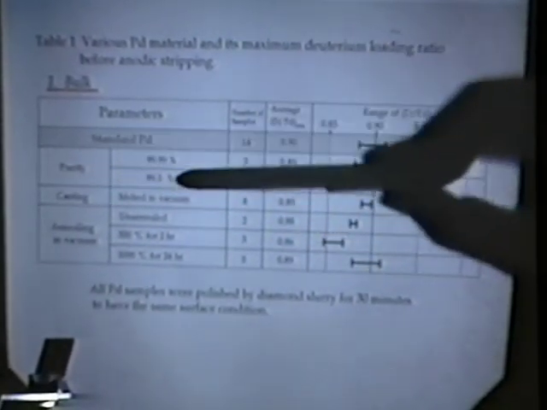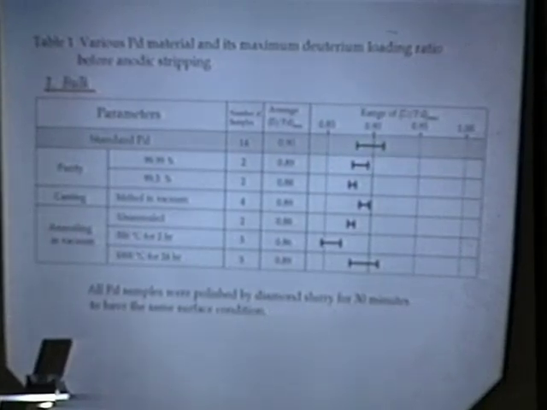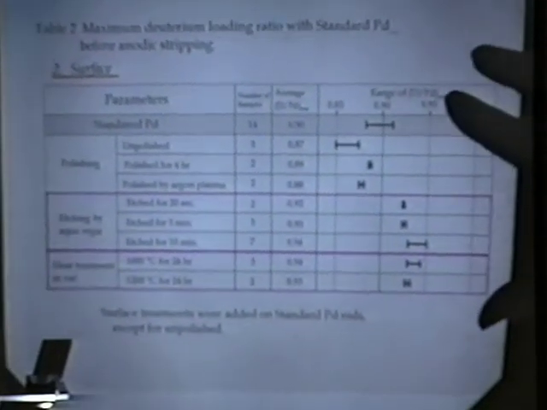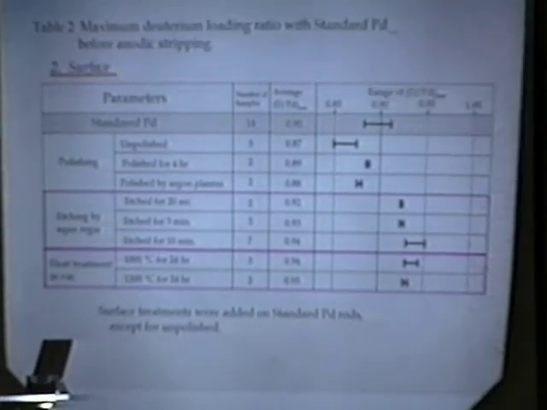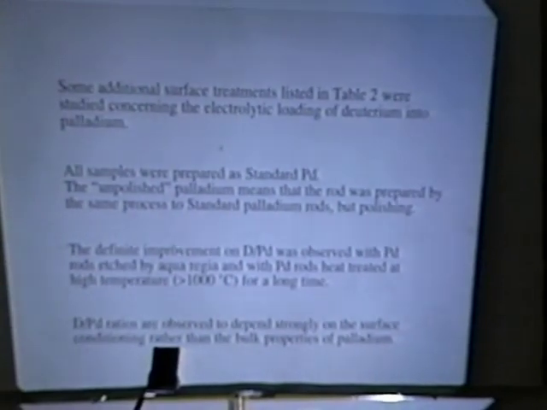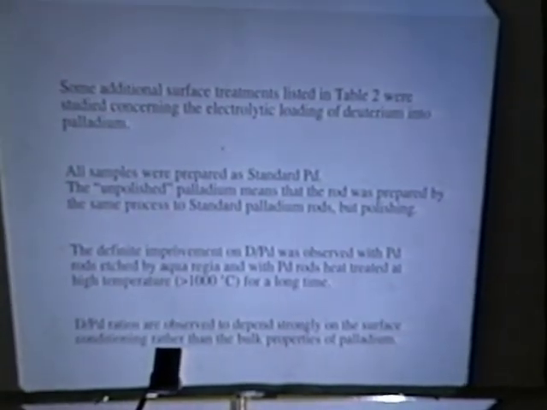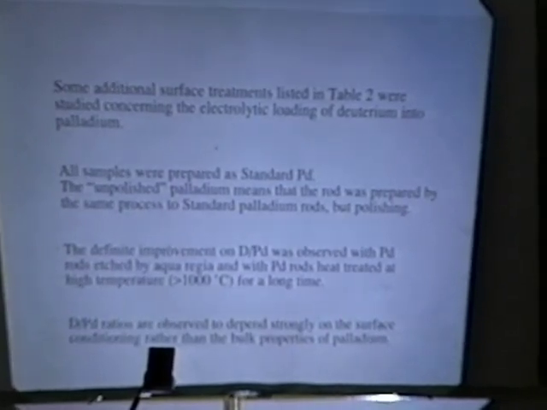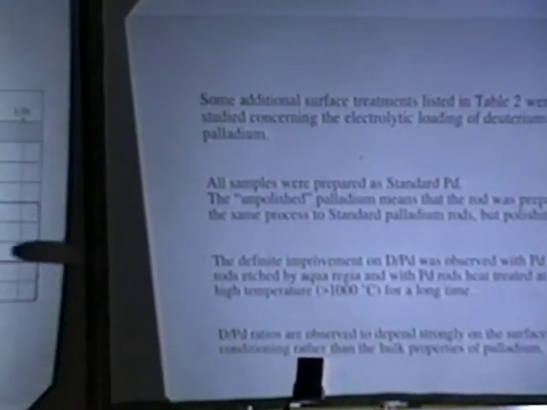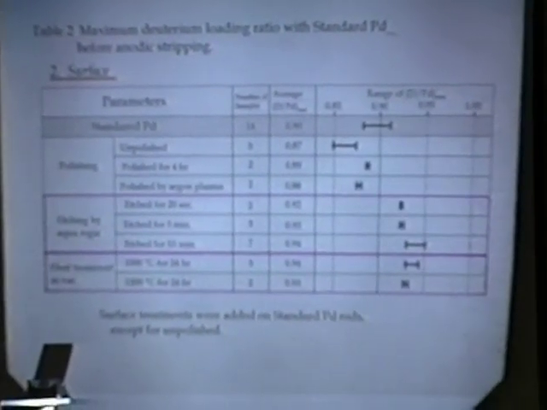For example, it is said that purity of palladium affects the loading ratio, but our results showed the difference of purity did not affect the loading ratios. Next, this shows the effect of process to change the surface properties. These surface treatments were added on the standard palladium rod, except for unpolished samples. In this case, you can see the increase of loading in this treatment. There, etching by aqua regia and heat treatment in vacuum.